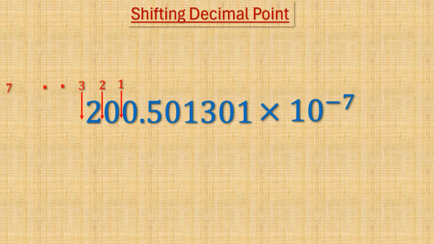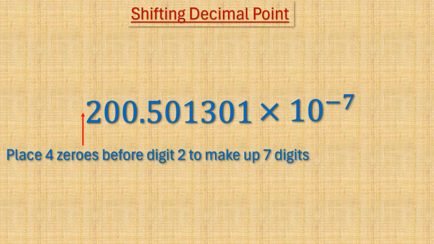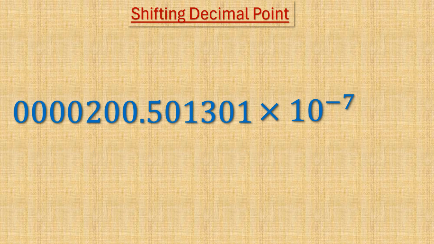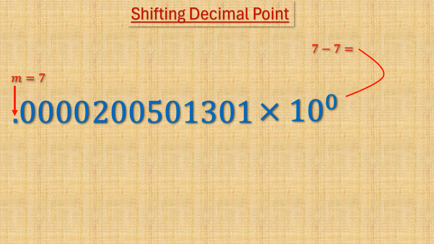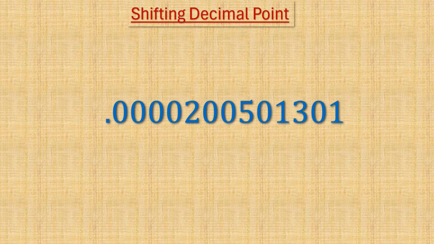Here, p equals minus 7. This indicates that the decimal point will shift 7 places to the left for m equals 1 to 7. But the digits are not enough. We place 4 zeros before 2 to make up for the 7 digits. The decimal point can then be moved before the 7th digit. So, we have 0.000020050130 times 10 to the power of 0, or 0.000020050130.